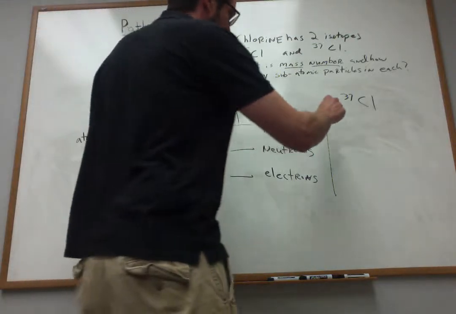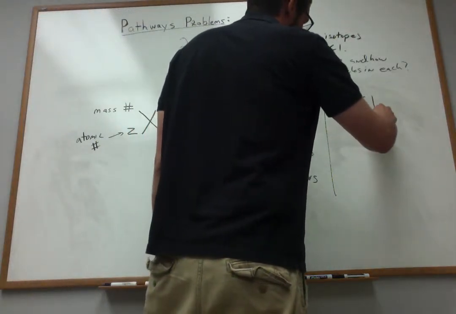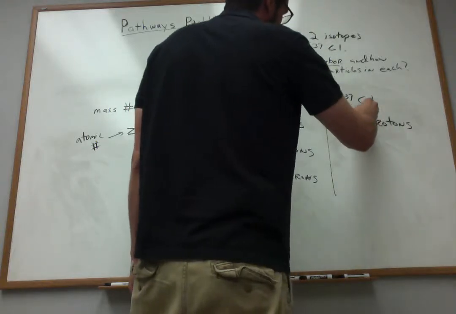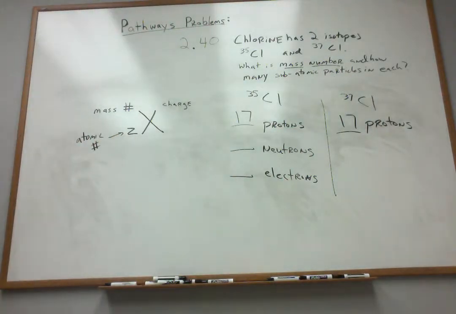That's what makes it chlorine. It's by definition what makes it chlorine. So I can also write 17 protons over there. That's the atomic number. That's the integer number that's in the box on the periodic table. Number of protons in the atom's nucleus.